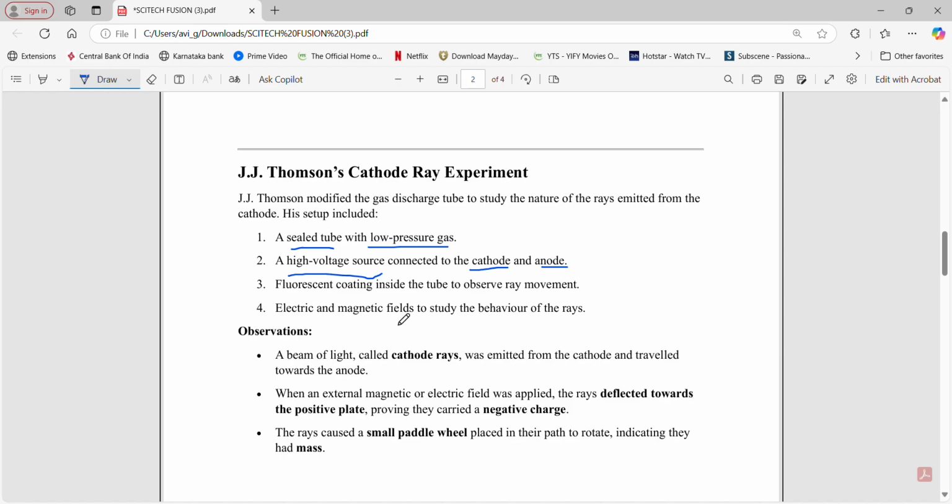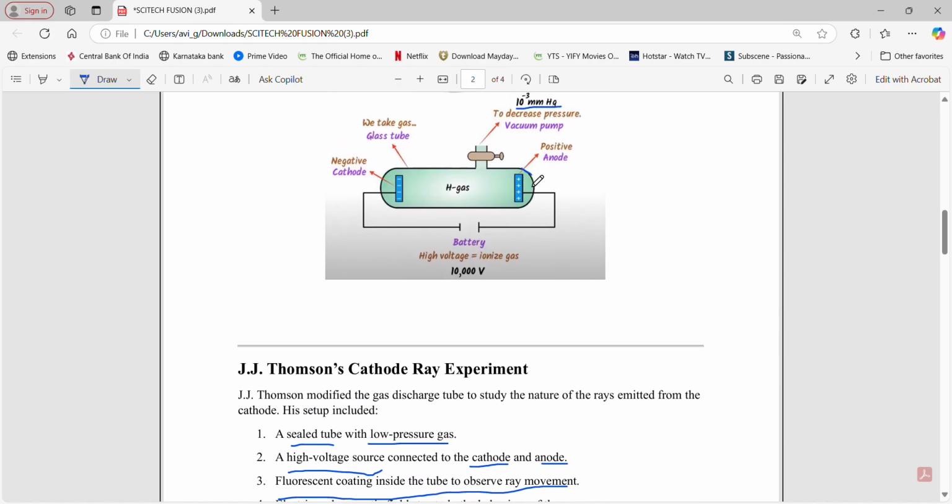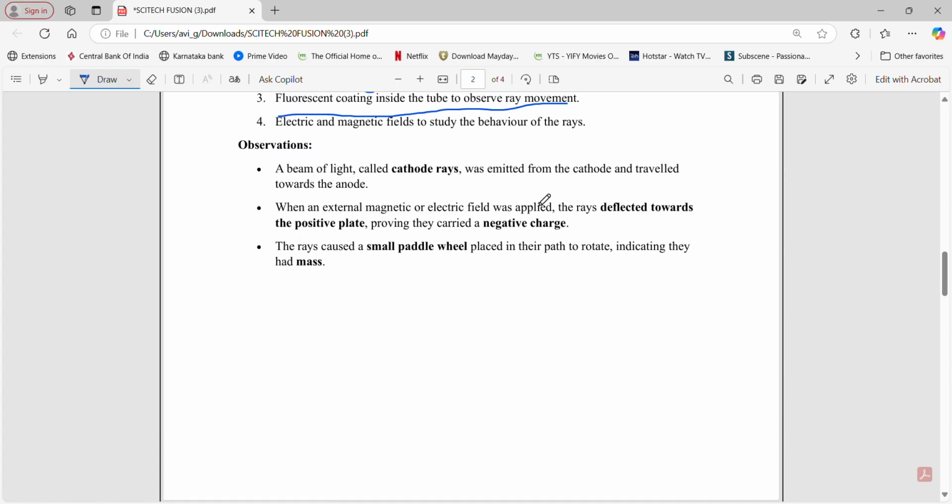He also applied a fluorescent coating inside the tube to observe ray movement. He had applied a fluorescent screen behind the anode. So whenever the cathode ray moved from the cathode towards the anode, it would fall on this fluorescent screen and we would see bright spots on the screen.